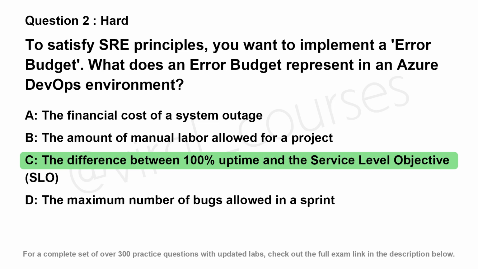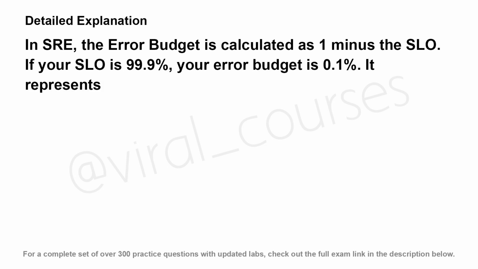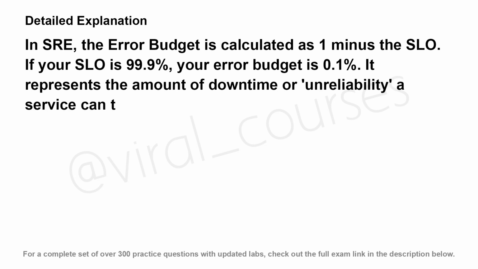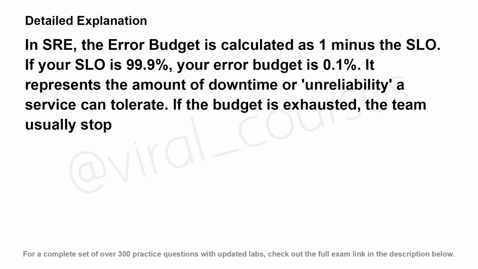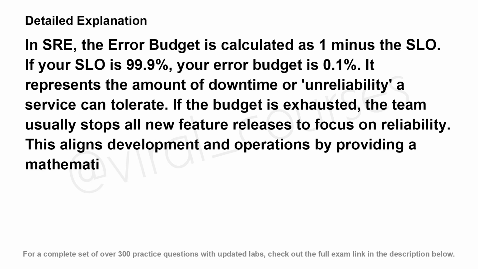The correct answer is C. In SRE, the error budget is calculated as 1 minus the SLO. If your SLO is 99.9%, your error budget is 0.1%. It represents the amount of downtime or unreliability a service can tolerate. If the budget is exhausted, the team usually stops all new feature releases to focus on reliability. This aligns development and operations by providing a mathematical threshold for risk.